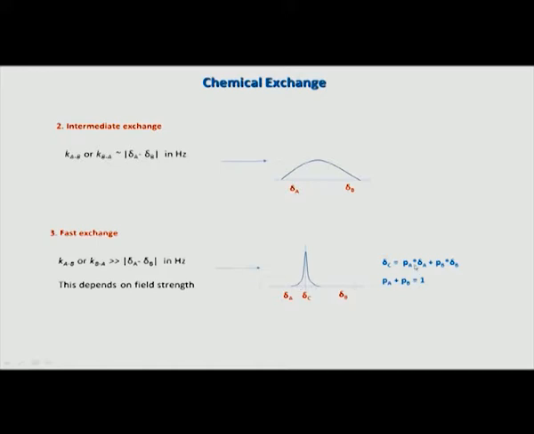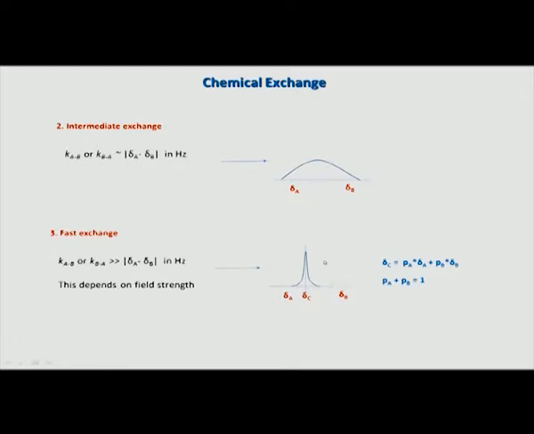But if the population of A is 70% and the population of B is 30%, then your delta C, the average chemical shift, will be located more towards A, and if the population of B becomes more, then it will be more towards B.